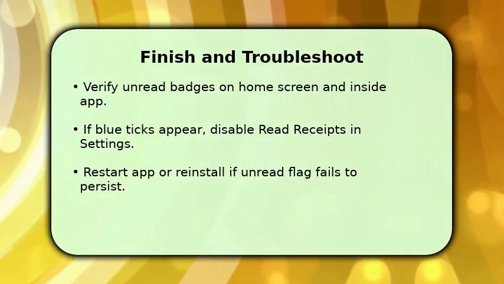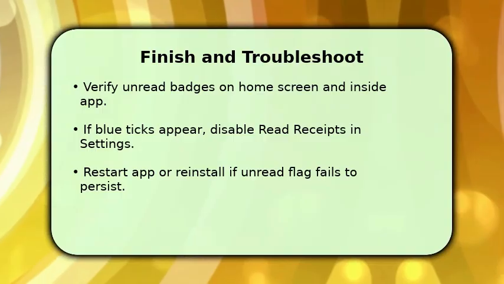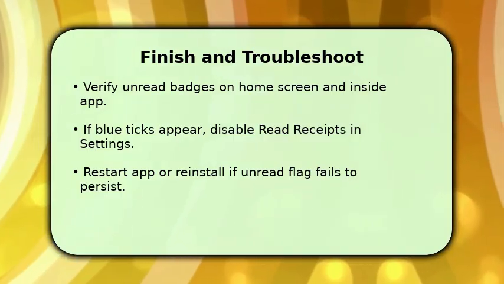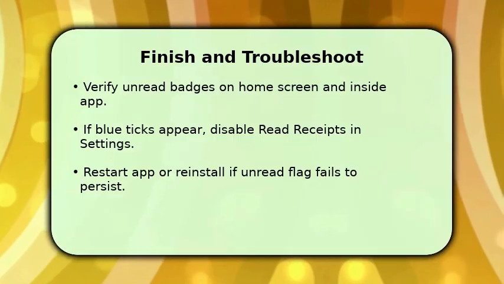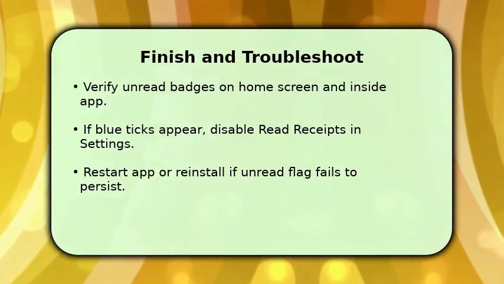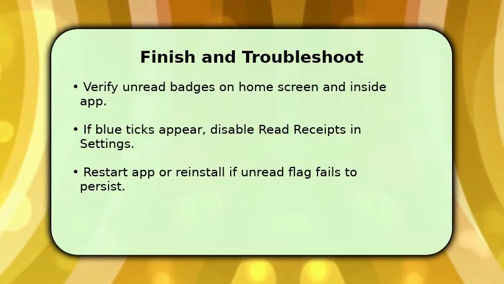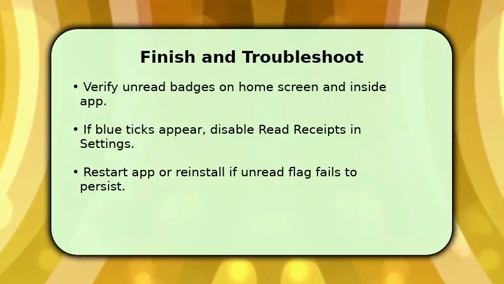If the unread flag clears unexpectedly, force close the app, restart your phone, and if needed, reinstall WhatsApp after restoring backup. One troubleshooting tip: inconsistent badges often mean a cache state. Clearing the app cache on Android usually fixes it.